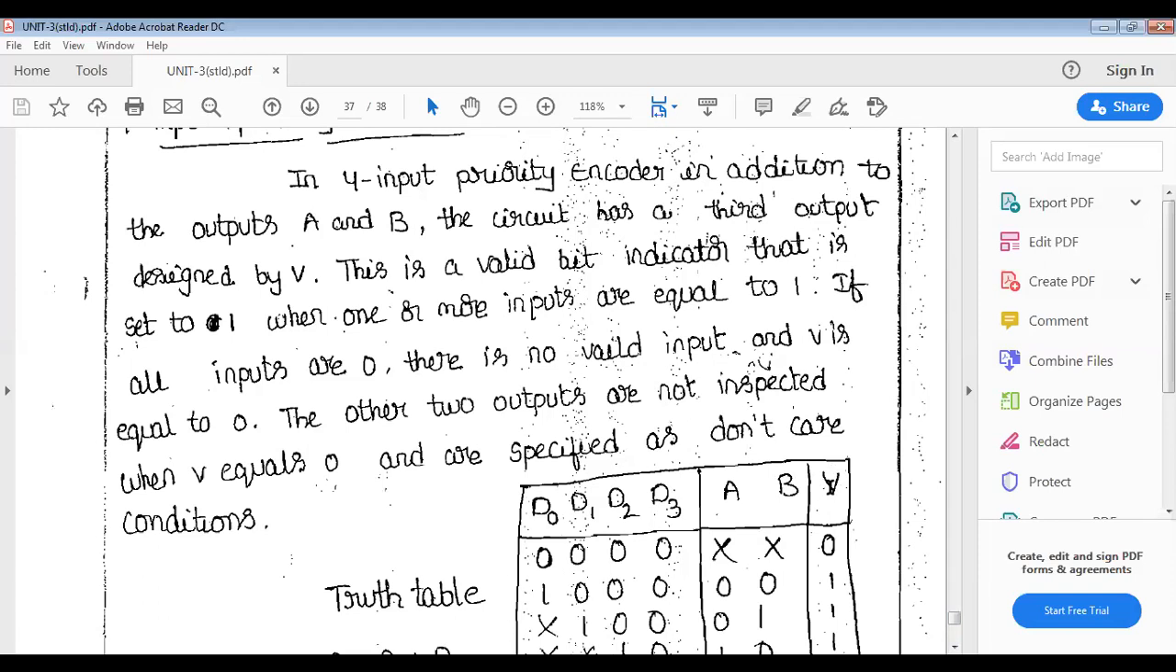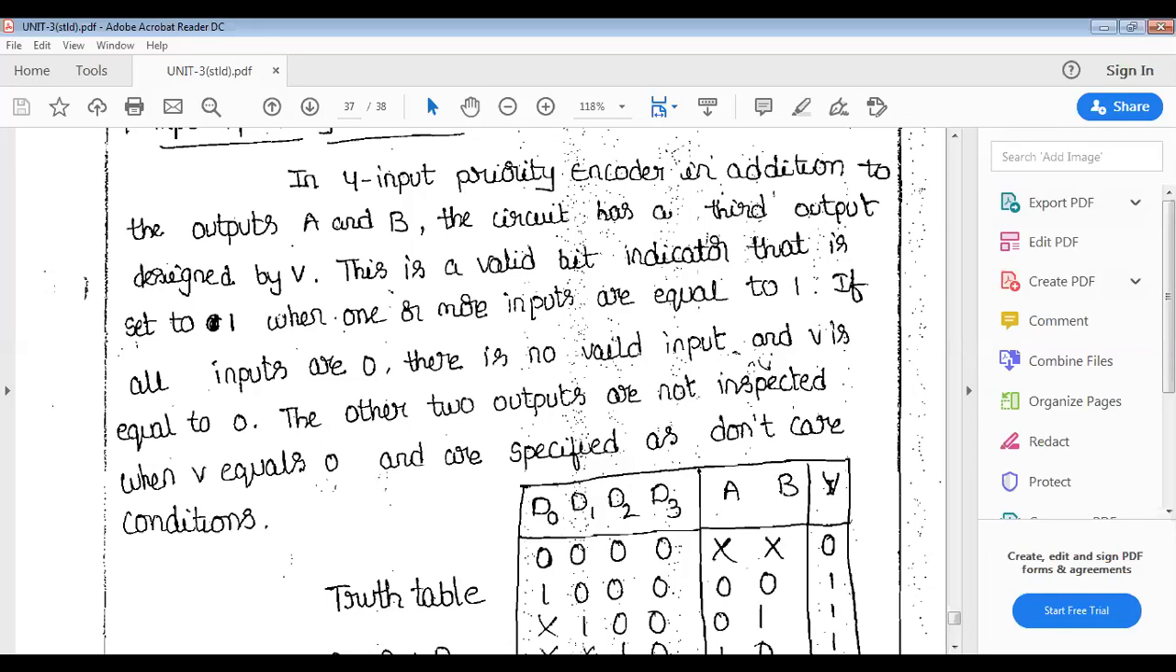The 4-bit priority encoder, in addition to the outputs A and B. With 4 inputs you can take only 2 outputs for an encoder. But in the priority encoder, additionally, we can add a third output as V. This is a valid bit indicator that is set to 1 when 1 or more inputs are equal to 1.